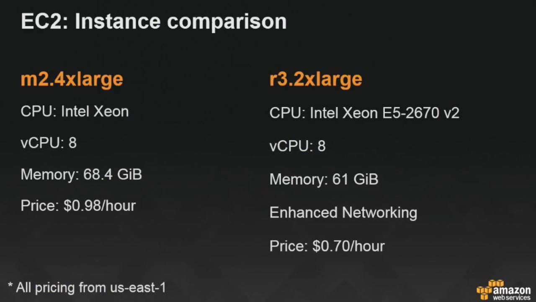But what's really interesting is, if you take a look at the cost, we've also reduced the cost. By using the latest generation EC2 instance, the R3 2 extra large, we get the same memory footprint, the same number of vCPUs, a newer CPU, we get the benefit of enhanced networking, and we drop the price from 98 cents an hour to 70 cents an hour. So if you're looking at driving latency or reducing latency in your workloads, this is one way to walk through and understand how you can do that.